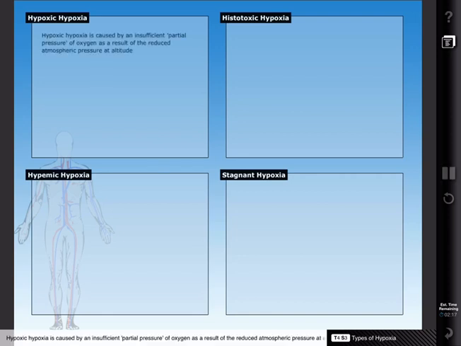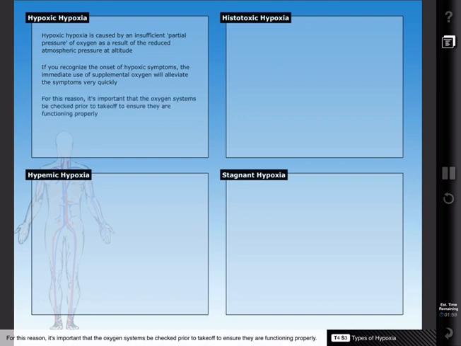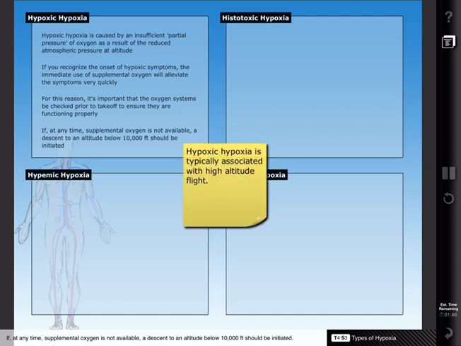Hypoxic hypoxia is caused by an insufficient partial pressure of oxygen as a result of the reduced atmospheric pressure at altitude. If you recognize the onset of hypoxic symptoms, the immediate use of supplemental oxygen will alleviate the symptoms very quickly. For this main reason, it's important that the oxygen systems be checked prior to takeoff to ensure they are functioning properly. If at any time supplemental oxygen is not available, a descent to an altitude below 10,000 feet should be initiated.